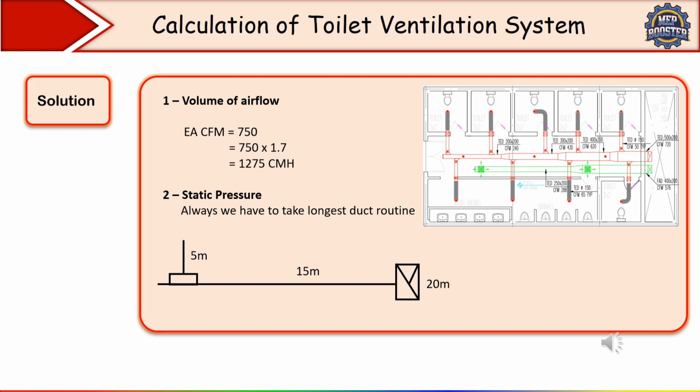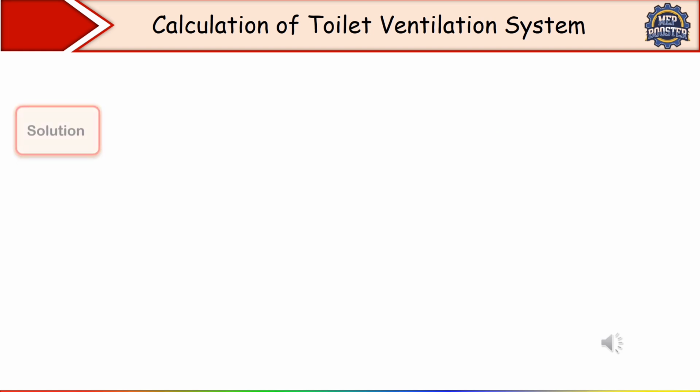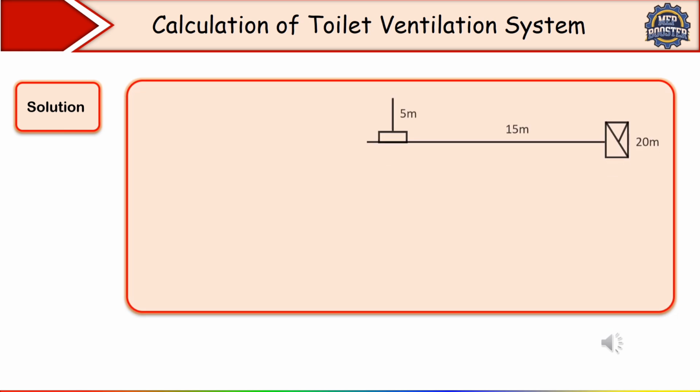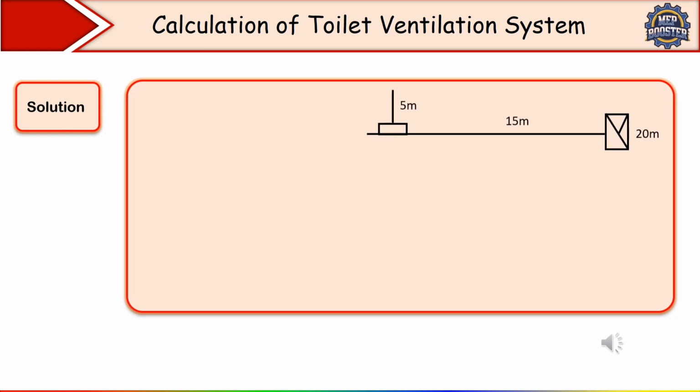Now see how to calculate. I have drawn a single line diagram and we have taken the longest duct route. If you remember, for a straight duct, what static loss do we take? For 1 meter of straight duct, 0.04 inch of water gauge. When you calculate, the total straight duct is around 40 meter. For 1 meter it is 0.04, so for 40 meter you multiply and you will get 1.6 inch of water gauge.